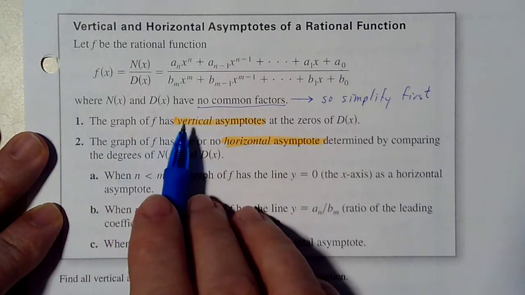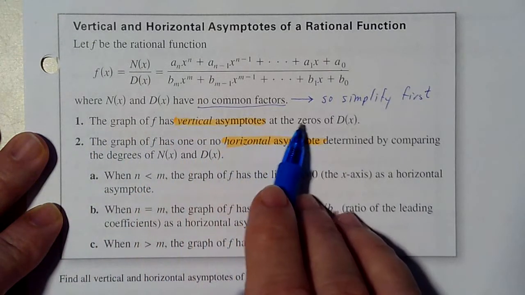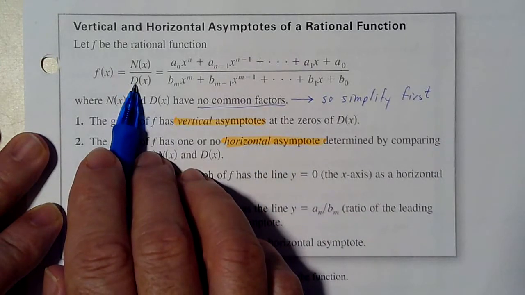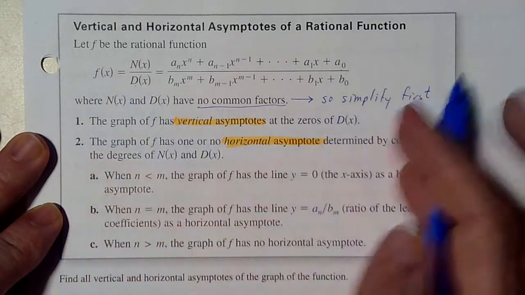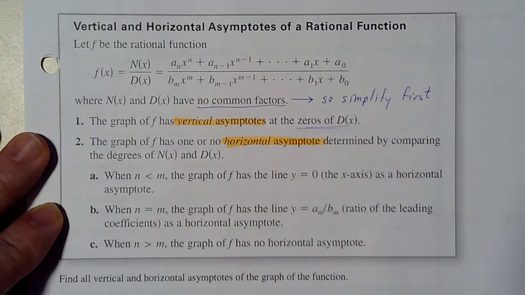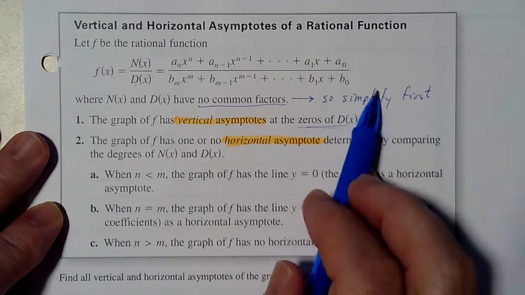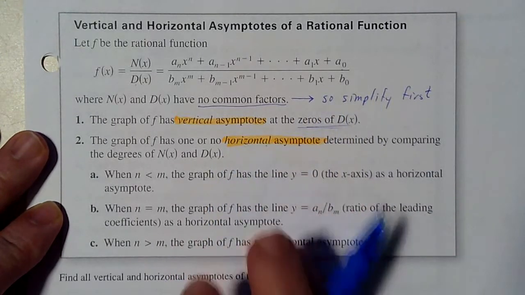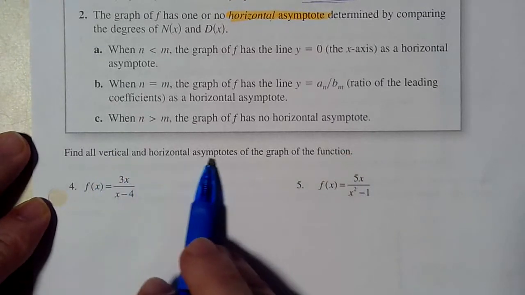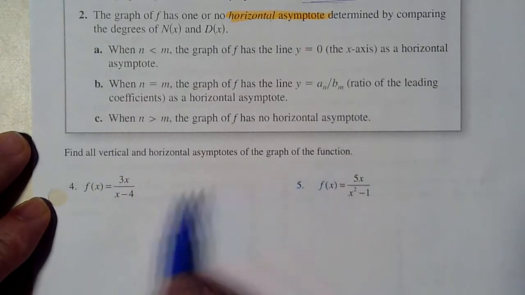The graph will have vertical asymptotes at the zeros of the denominator. Zeros of the denominator. Well, that's just like finding the domain. We just answer a little bit differently, okay? So that's key too. It tells you exactly what you do here. Find the zeros of d of x. Since there's a lot to unpack here, let's just start with that, and then we'll go over horizontal asymptotes. So find all vertical and horizontal asymptotes of the graph of the function here.